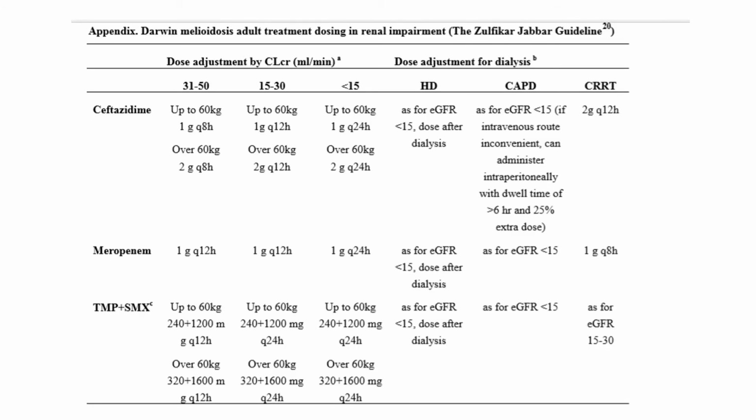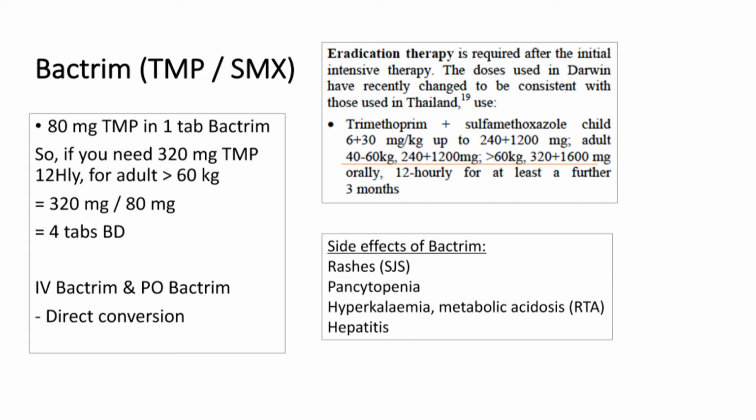So this is actually a table that has been put up in the same paper, and they talk about dose adjustments in patients with renal impairment, and it is the recommendation for the 3 commonly used antibiotics: ceftazidime, meropenem, and Bactrim. So one of the common questions we get asked is how do you calculate the dose, or what dose of Bactrim do we use?